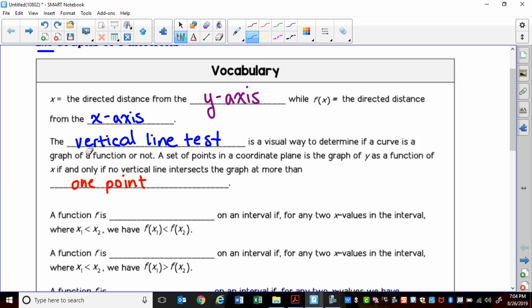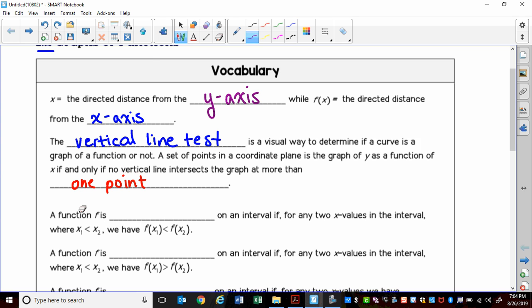We learned last time about the vertical line test and how that's a way to determine if the graph is a function or not. Remember that if it is a function, it's only going to pass that vertical line at one point, or no more than 1 point.